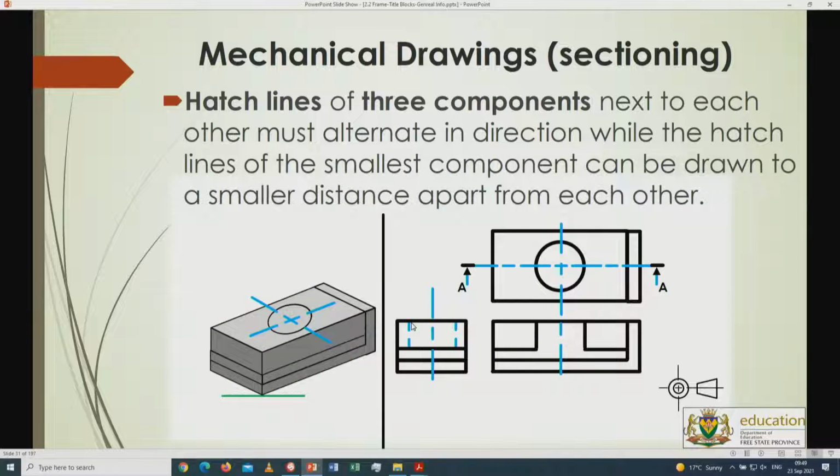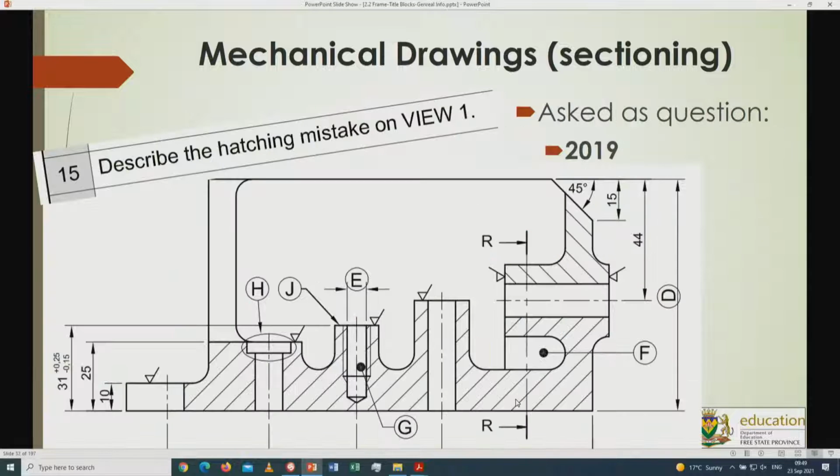Then the next I want to point out to you is the direction of hatching. So one direction, and then obviously the second will be going in the opposite direction, and then the third, obviously, will be the same direction as this part over here, and then you make it a little bit closer to each other. The sectioning has been asked in previous papers where the direction was done wrongly, and it asked what is wrong with this hatching over here.